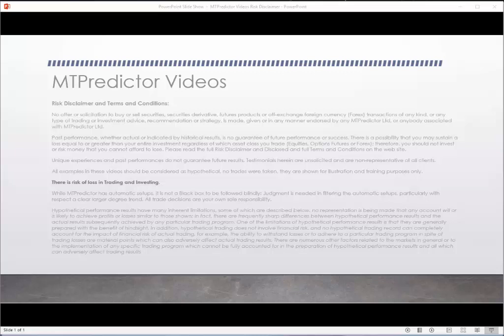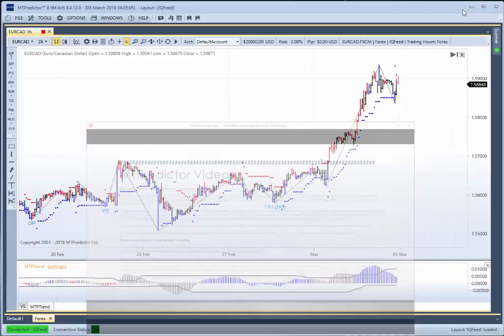But as usual, we have to start with our risk disclaimer and remind you that all examples in these videos should be considered as hypothetical. No trades are actually taken. They're just shown for illustration and training purposes only. Remind you there's a risk of loss in trading and investing. I'll put that another way. All professional traders know and understand, but more importantly accept, that losses can and will and do unfold. It's not about avoiding the losses. There will always be losses when you are trading. It's about keeping those losses small and hopefully over time having an approach that has profits that are larger than the losses. Right, let's now come down and have a look at a chart.